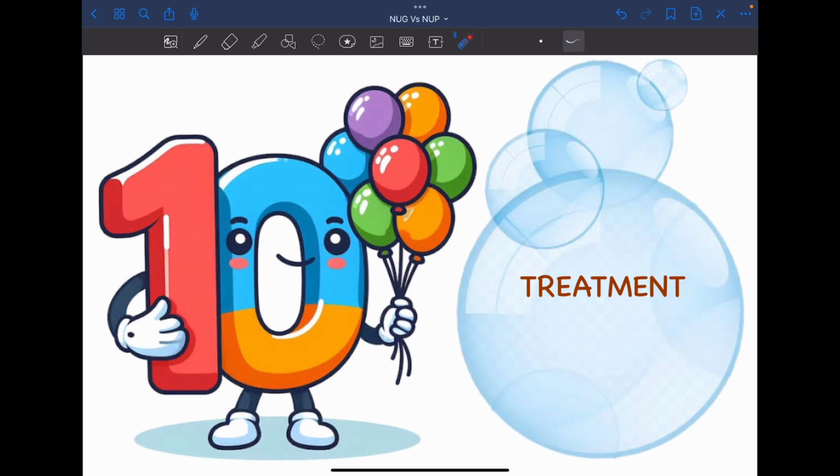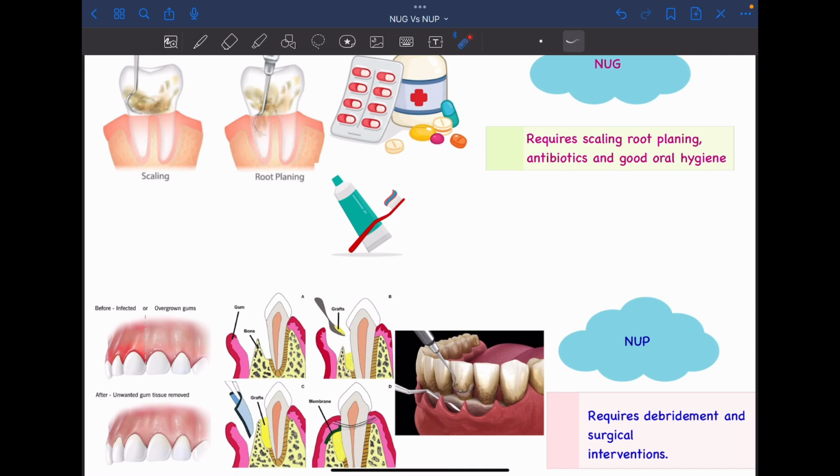So our last point of differentiation is based on the treatment for NUG and NUP. For treatment of NUG, we need to have scaling and root planing as the first line and the conventional line of treatment. It definitely requires scaling and root planing. Apart from that, yes, we need to put the patient on antibiotics as well. Again, amoxicillin plus clavulanate is given in most of the cases. Also, we have to ask the patient to maintain very good oral hygiene. So apart from toothbrushing, we also need to counsel the patient regarding use of floss and mouthwash as well. Particularly chlorhexidine mouthwash is very helpful in these cases.